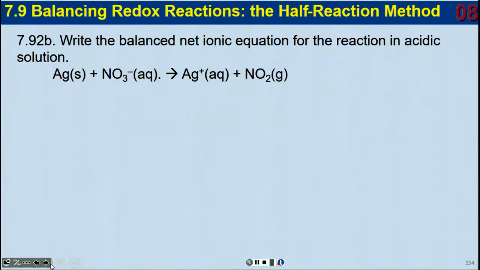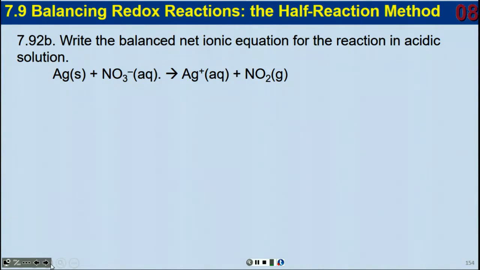Here's another one from the textbook. Oh, I got an extra dot in there. Never mind the dot. And so silver reacting with nitrate, this is something funky, where the silver is going to become silver ions. The nitrate becomes NO2 gas.